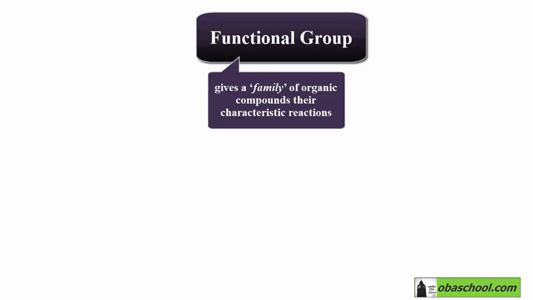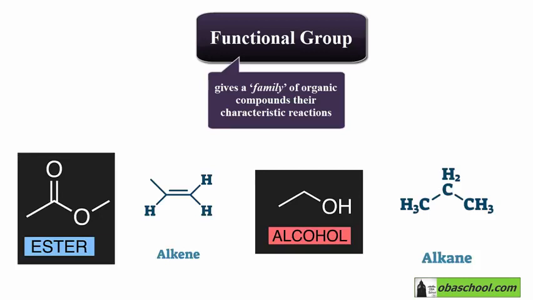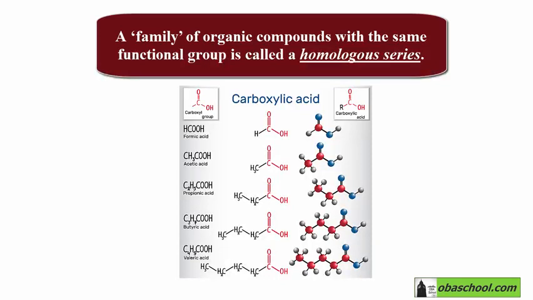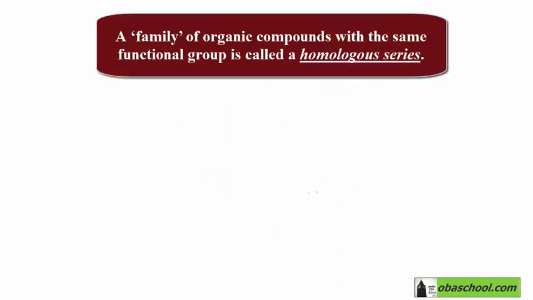A functional group gives a family of organic compounds their characteristic reactions. So we have different families of organic molecules, and each family has its own characteristics. These characteristics are related to the functional group of this family. A family of organic compounds which have the same functional group is called a homologous series. So a homologous series is a family of organic molecules which have the same functional group.